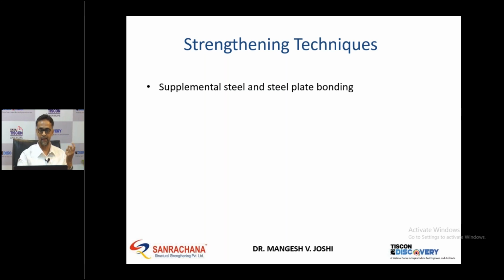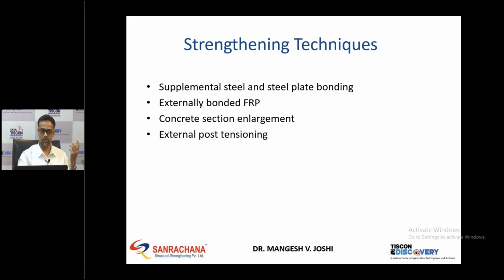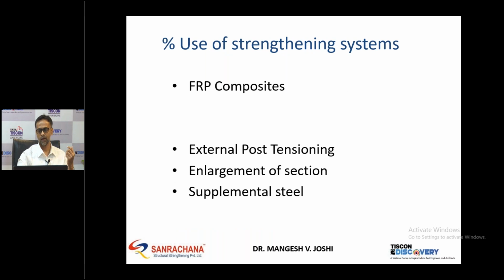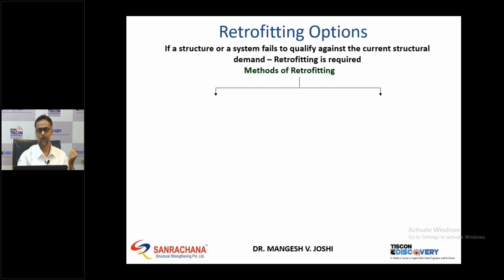We have different strengthening techniques, like conventional strengthening techniques such as steel plate bonding, externally bonded FRP, concrete section enlargement, and external post tensioning. And we can use hybrid solutions which comprise all of these. We'll look at the features, benefits, and limitations of all these methods in subsequent slides. If you ask me about the proportion of different strengthening schemes currently in vogue, in our case at least 50% of solutions are based on FRP and the rest of the systems make up the other 50%.